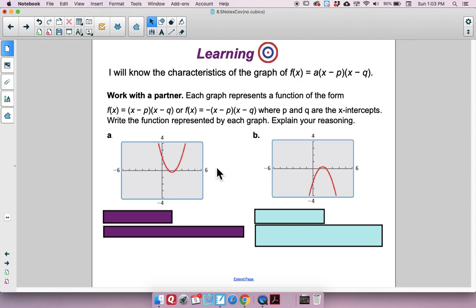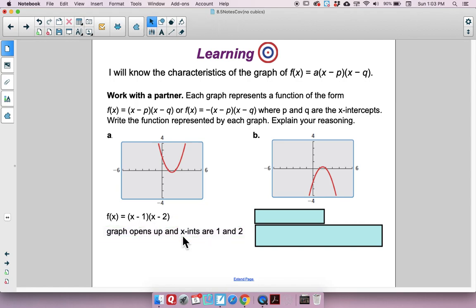Okay. So go ahead and try those. Think about what P and Q would be for this one. Well, looks like these are each worth 1, and looks like we have an x-intercept at 1 and an x-intercept at 2. So P could be 1, Q could be 2, or vice versa, and it opens up, right? So x minus 1, x minus 2. And yes, the graph opens up and the x-intercepts are 1 and 2.